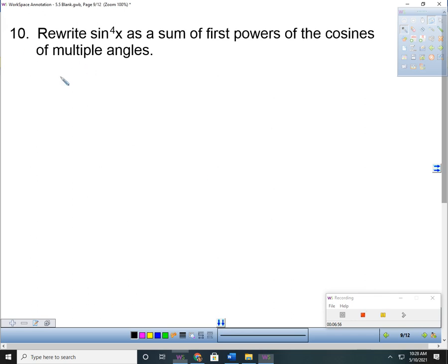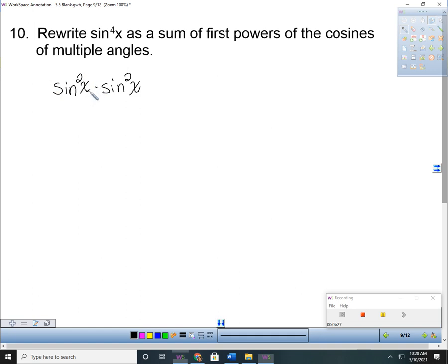So we're going to take sine to the fourth and rewrite it as first powers of cosines of multiple angles. So in the end, I know I'm done when I get to all powers of 1 and all cosines. So let's start by saying, okay, well, I can't power reduce sine to the fourth x. But I know that sine to the fourth x is the same thing as sine squared x times sine squared x. And I can power reduce those.